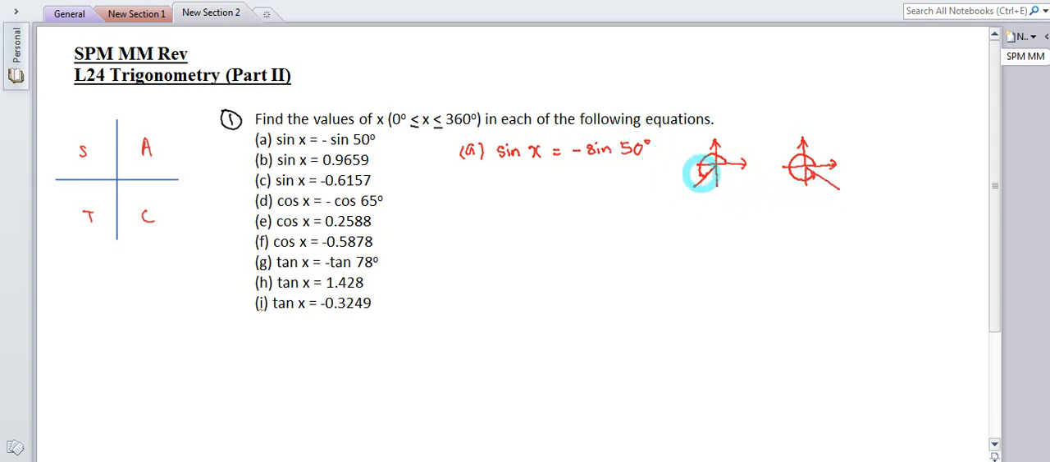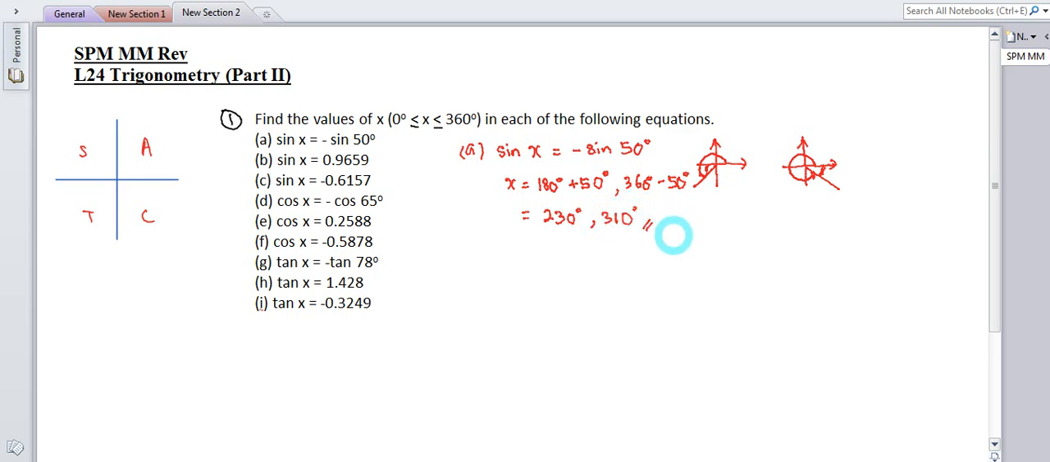And this 50 degrees is actually here. Okay, now we know that the x is actually 180 plus 50 degree, or 360 minus 50 degree. Okay, so the x will be 230 degree or 310 degree.